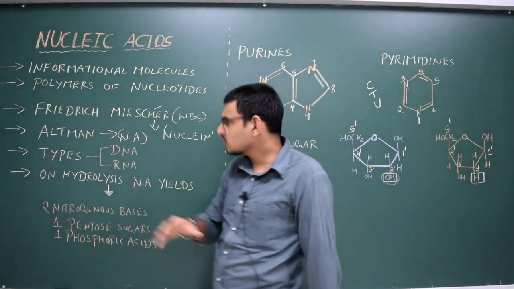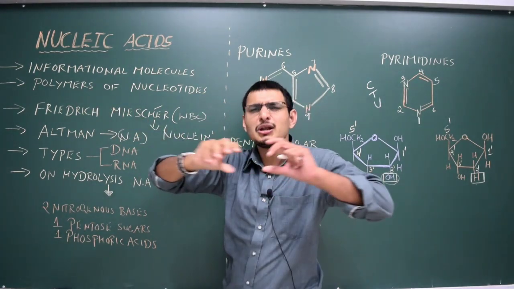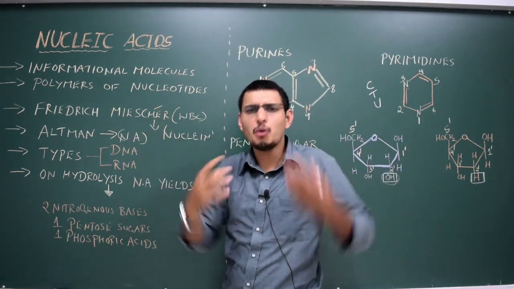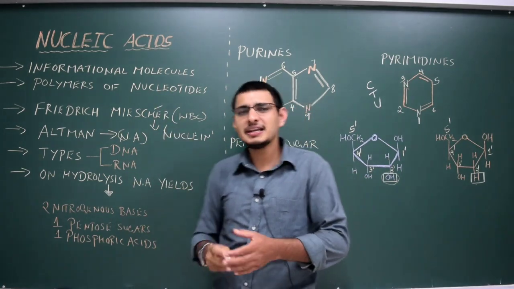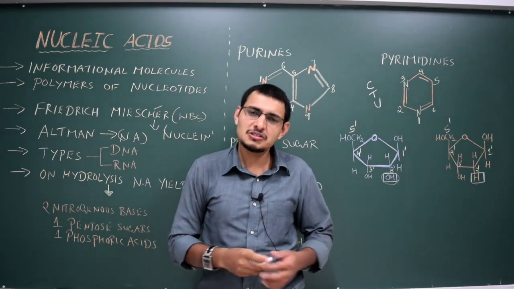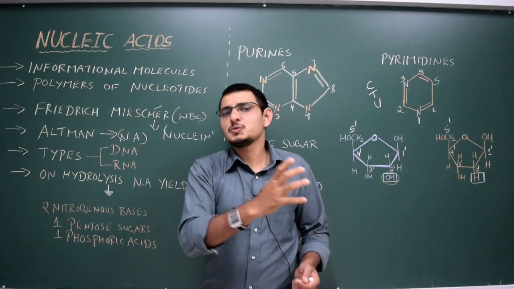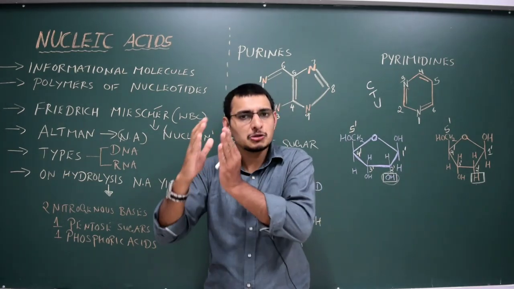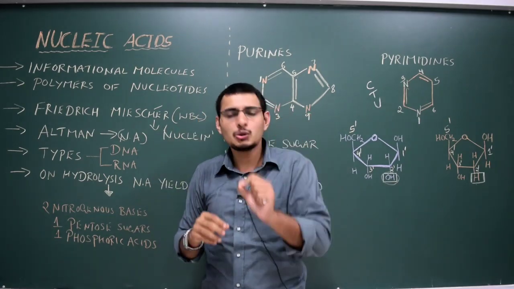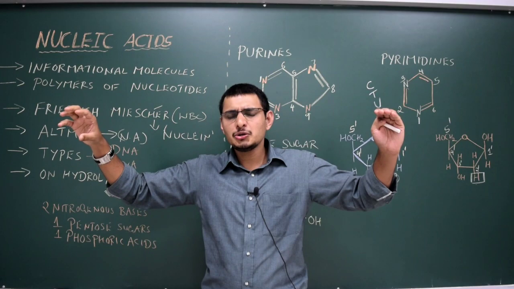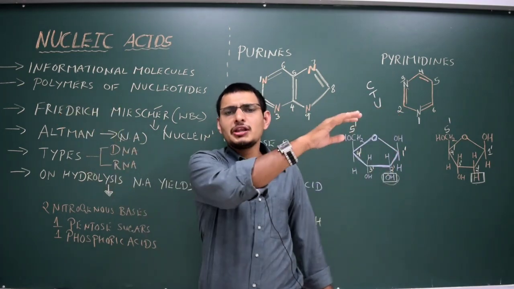If you look into the structure of the nucleic acid, it is a long, lengthy structure. It is a polymer of nucleotides. You know what is a nucleotide, correct? A nucleotide mainly contains nitrogenous bases, phosphoric acid, that is the phosphate group, and a pentose sugar group, correct? So these are the three things which make a nucleotide. Many nucleotides join together to form a long polynucleotide chain.